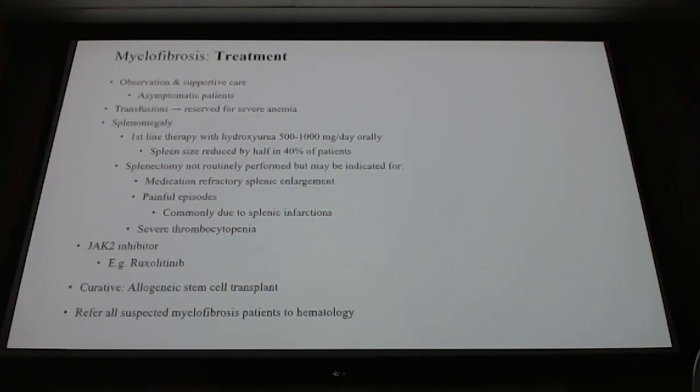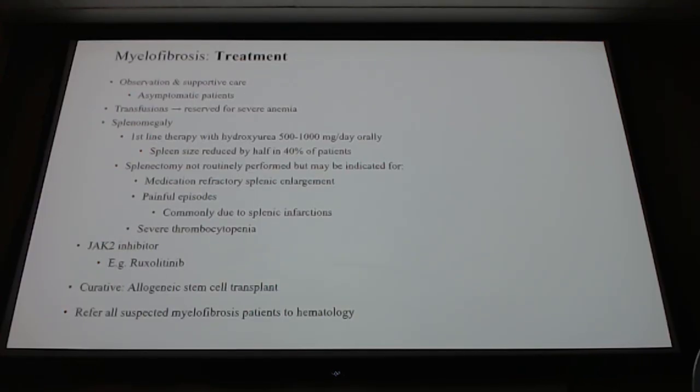Splenectomy, maybe if they're not responding to that hydroxyurea, right, that's going to be secondary to that, if they are having this medication-refractory splenic enlargement, painful episodes due to splenic infarcts. They're overworking because there are so many RBCs or platelets it's trying to process. So you may start getting that. Or severe thrombocytopenia, we need to slow down that process of platelets being destroyed. So again, that's not a first-line therapy or first-line option. It's typically after they've not responded to therapies.